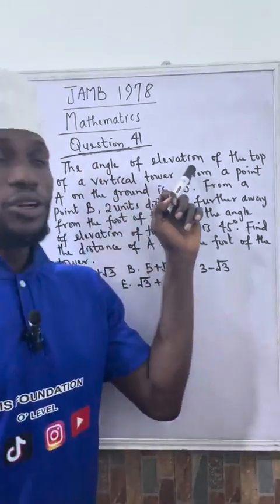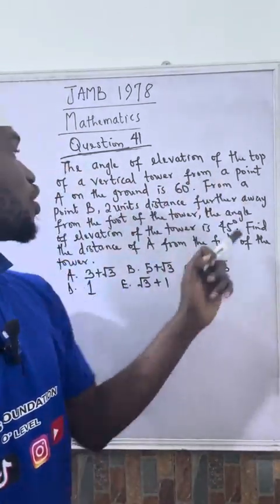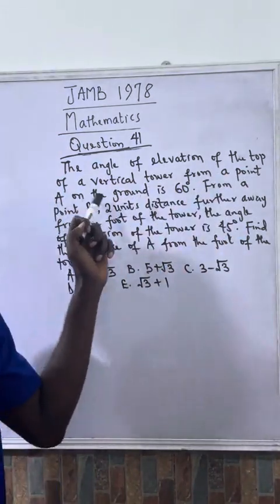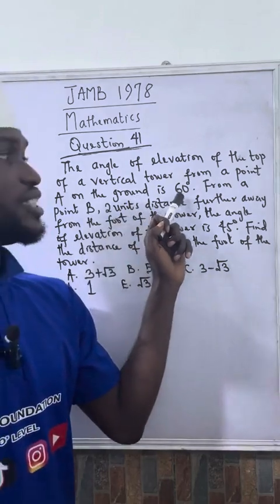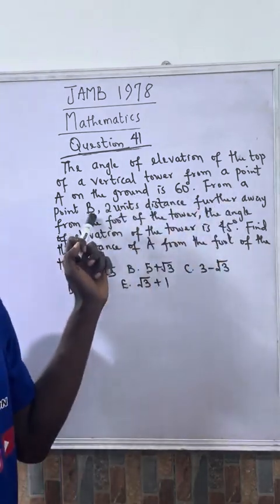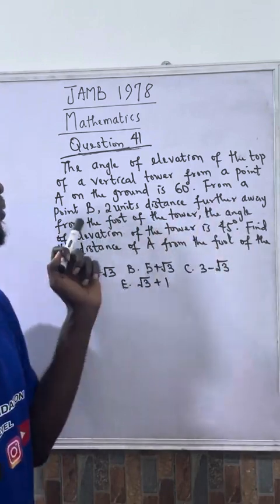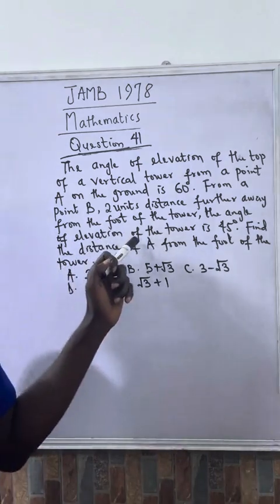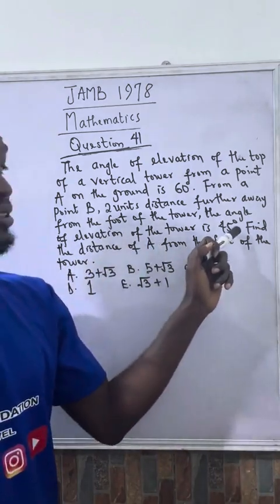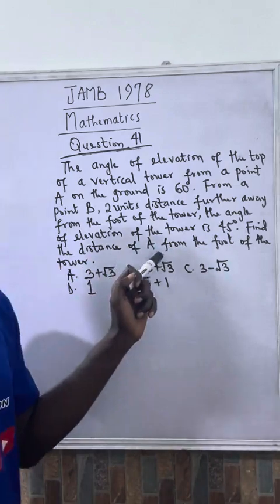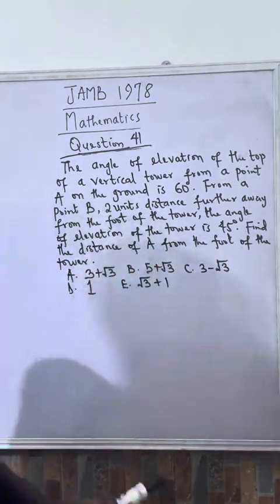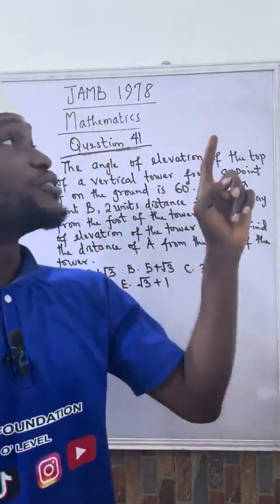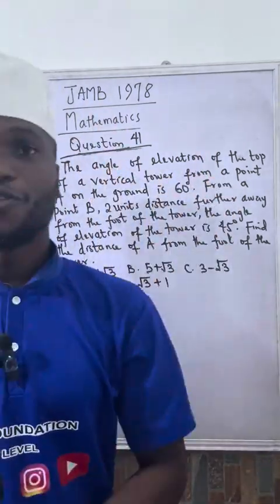The angle of elevation of the top of a vertical tower from a point A on the ground is 60 degrees. From a point B, 2 unit distance further away from the foot of the tower, the angle of elevation of the tower is 45 degrees. Find the distance of A from the foot of the tower. Very interesting question. This is JAMB 1978 mathematics question 41.